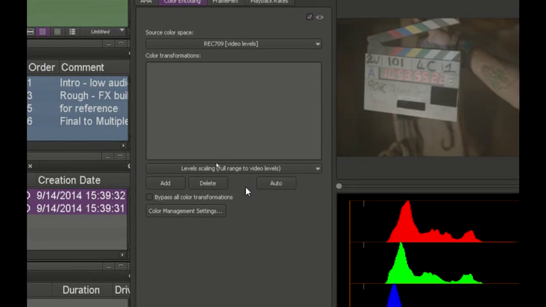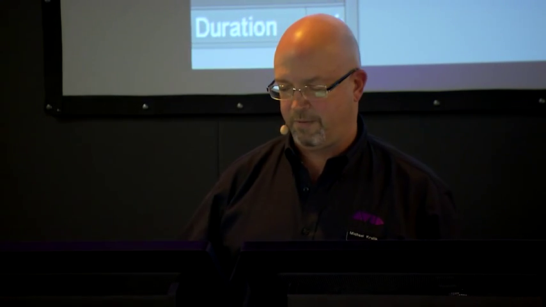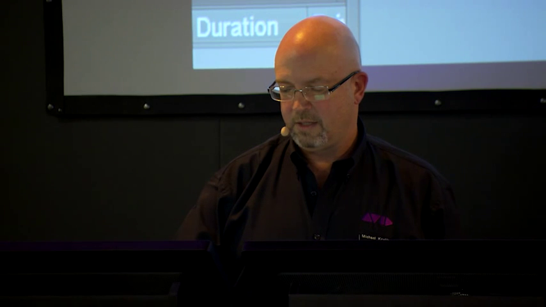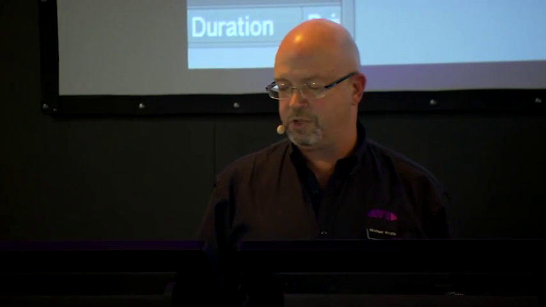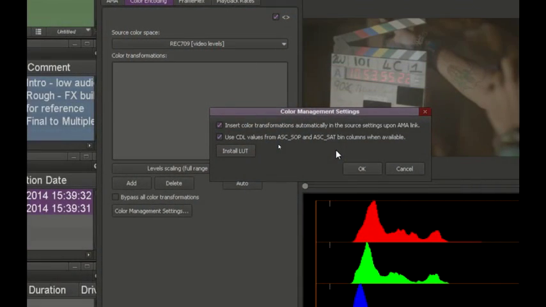Also, color decision lists, if the color decision list information is in the bin columns when the material is being imported. But what if the metadata is already in the color space and in the file that you're AMA linking to? You'll see in the color management settings, you can choose to have it read the color transformations automatically when linking to these files. So basically, all the work is practically done for you.